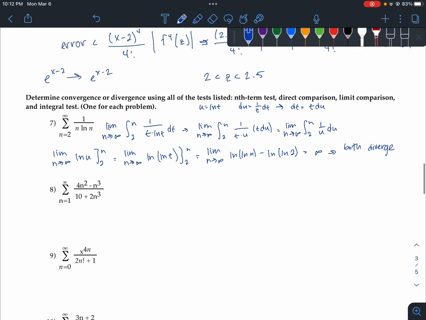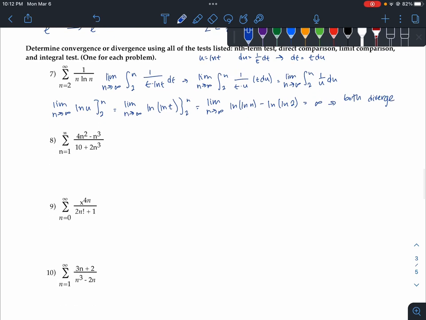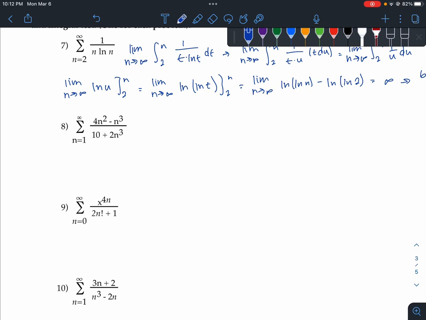Diverge. Alright, so for the next one. For this one right here, I'm going to use the nth term test because of the leading term right here. The nth term test says if I apply the limit as n approaches infinity of my series, in this case 4n squared minus n cubed divided by 10 plus 2n cubed, well, if this does not equal 0, then it diverges.